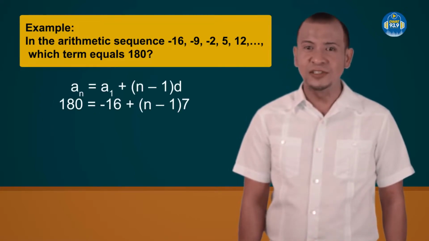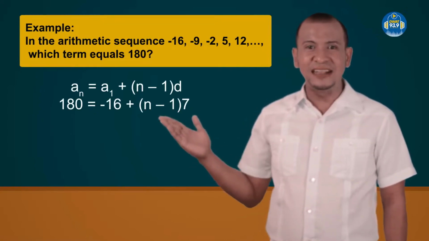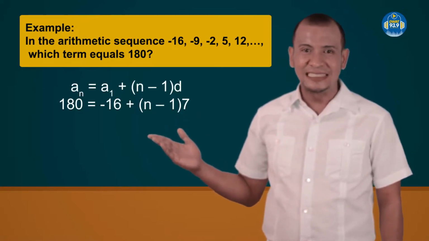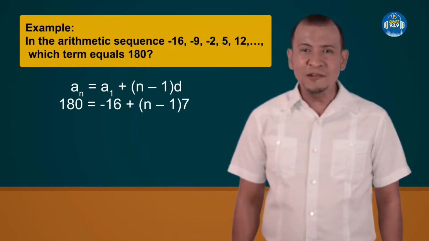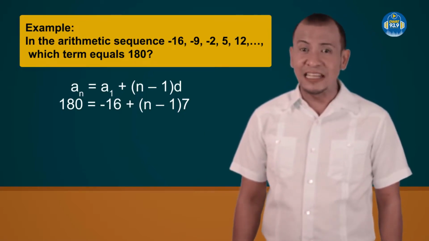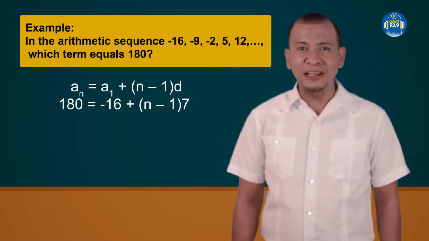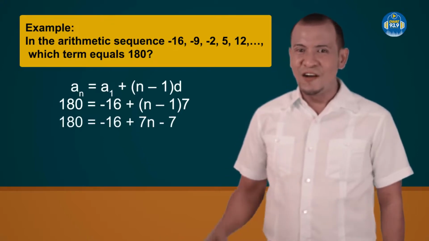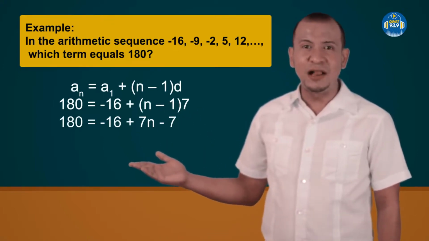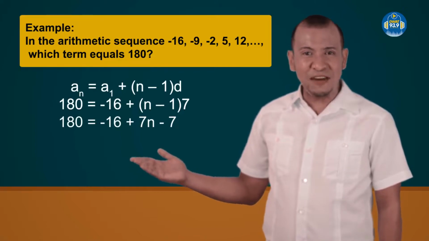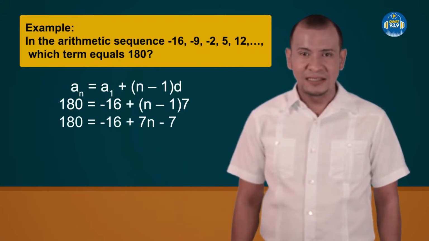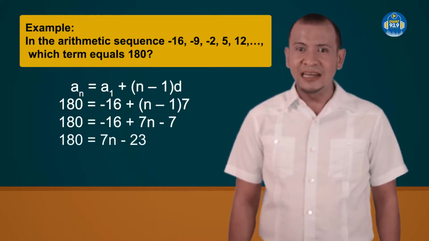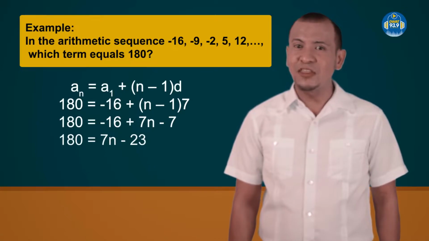Substitute the given values in the formula. A sub n equals a sub 1 plus n minus 1 times d. So we have 180 equals negative 16 plus n minus 1 times 7. Simplifying, we have 180 equals negative 16 plus 7n minus 7. Simplifying further, we have 180 equals 7n minus 23.